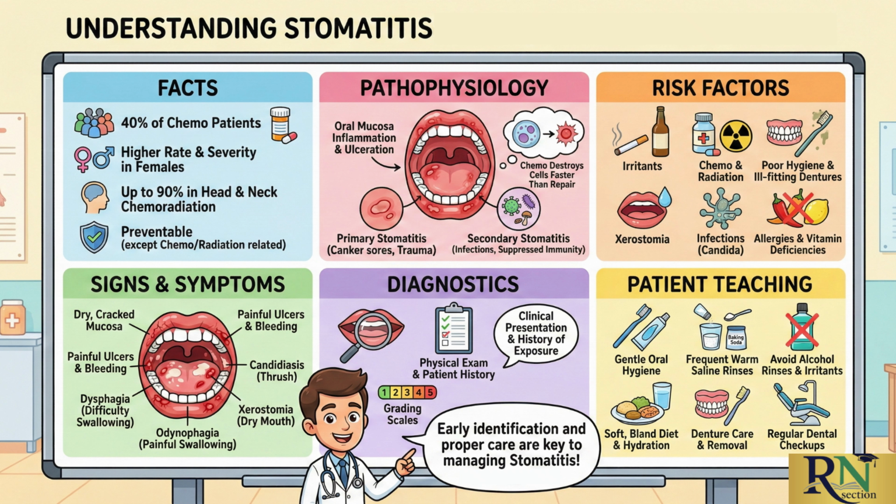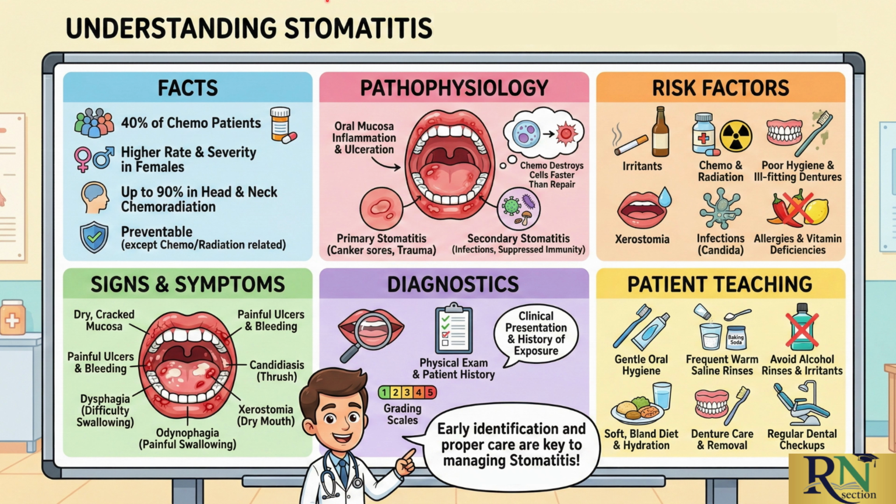So as I said, this is a different type of concept map. Earlier was like a flashcard; this is more image-wise. I like this as well. You see here facts like stomatitis occurs in about 40% of patients receiving chemotherapy. The rate and the severity are higher in females rather than males. Up to 90% of patients receiving chemoradiation for head and neck cancer will develop stomatitis.